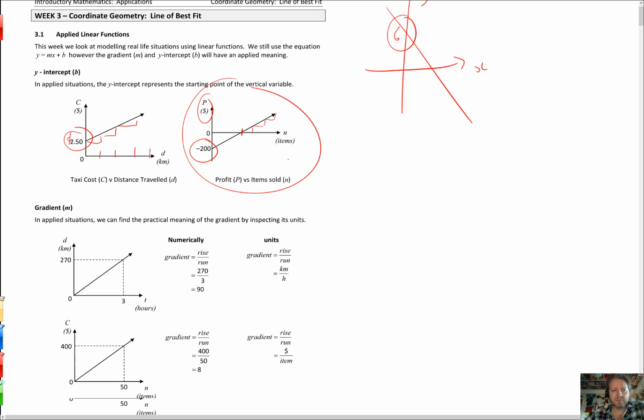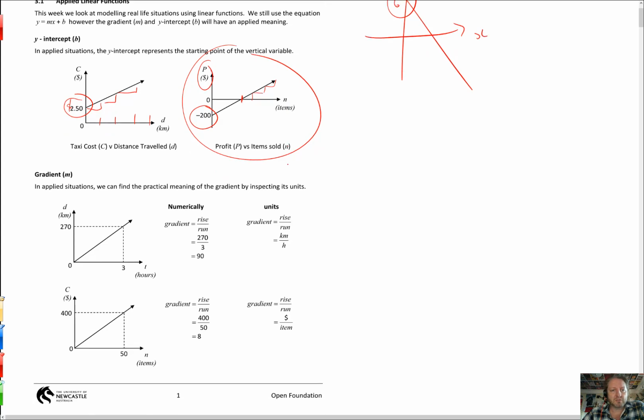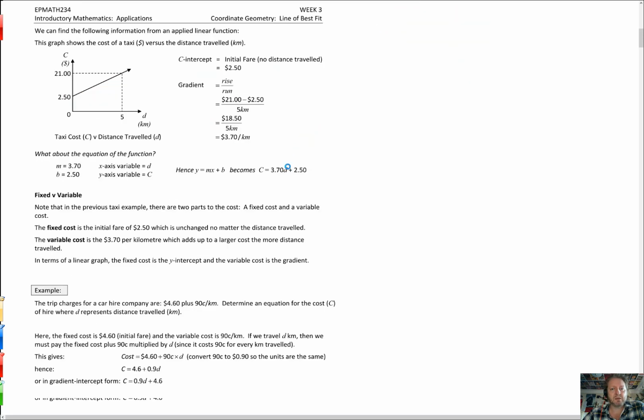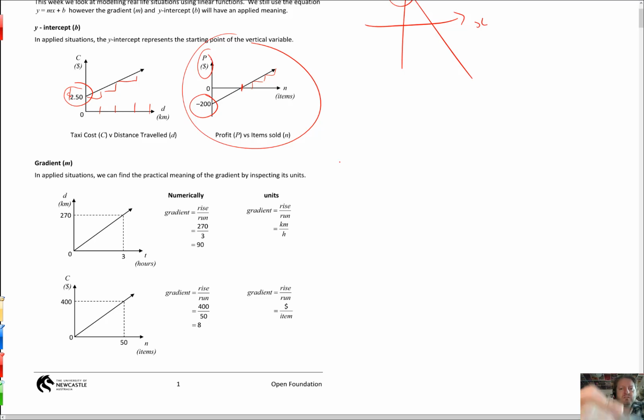Okay, so the y-intercept literally means the starting point. When time equals naught, distance equals naught, number of items equals naught, whatever the axis is called is equal to naught, that's our starting amount, that's our y-intercept. Now let's check on the applied meaning for the gradients. We're still calling the gradient m, we called the y-intercept b and the gradient m, same as last week, but again, it'll mean something. Let's look at this graph here, which has got distance versus time.